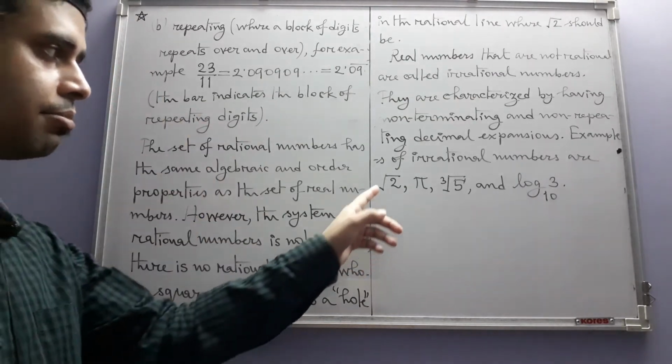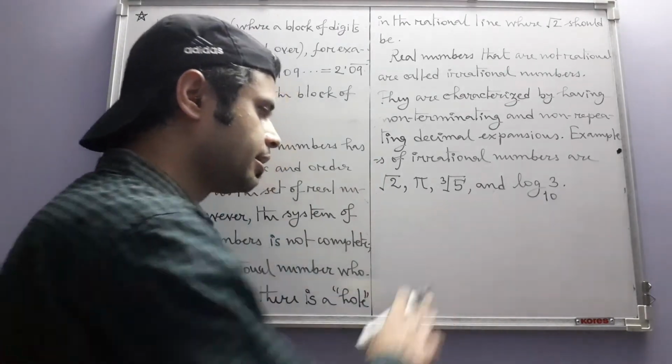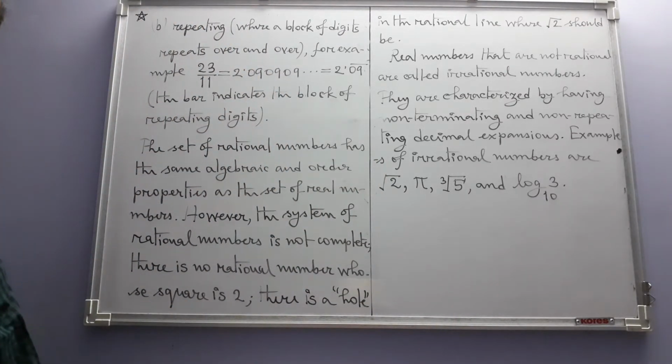I said irrational numbers, no? So these are examples of irrational numbers. Just like there are infinitely many rational numbers, there are infinitely many irrational numbers also.